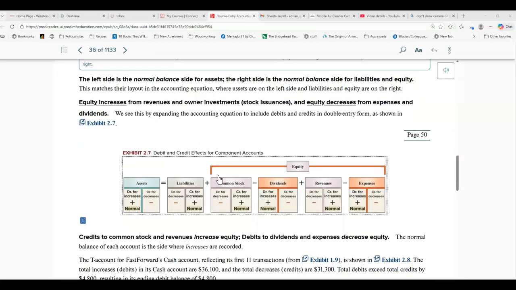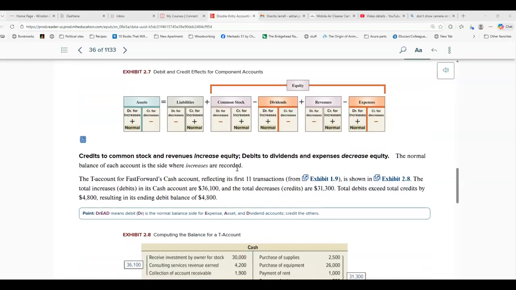Please learn this. Please understand this and get this locked into your mind so you're not confused about this at all. This will make your life so much easier. As it says here in the book, credits to common stock and revenues increase equity. Debits to dividends and expenses decrease equity. Equity is increased by credits, decreased by debits. So anything that is going to be decreasing that equity would be increased with a debit entry over here.